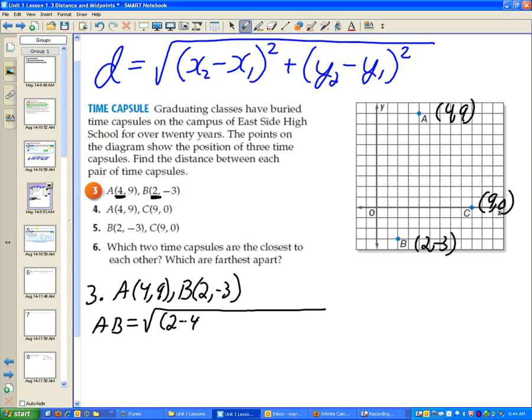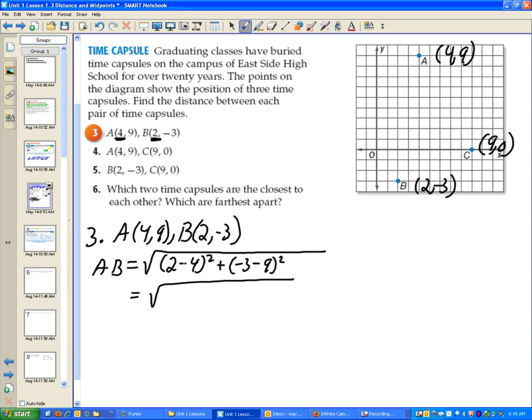That's a 4. Close the parentheses, square it, plus parentheses. Looking at my formula again. What's next? Yep. y2 means the y-coordinate from the second point, -3, minus what? 9, because y1 is the y-coordinate from the first point. Everybody with me on the substitution? All right, now it's arithmetic.